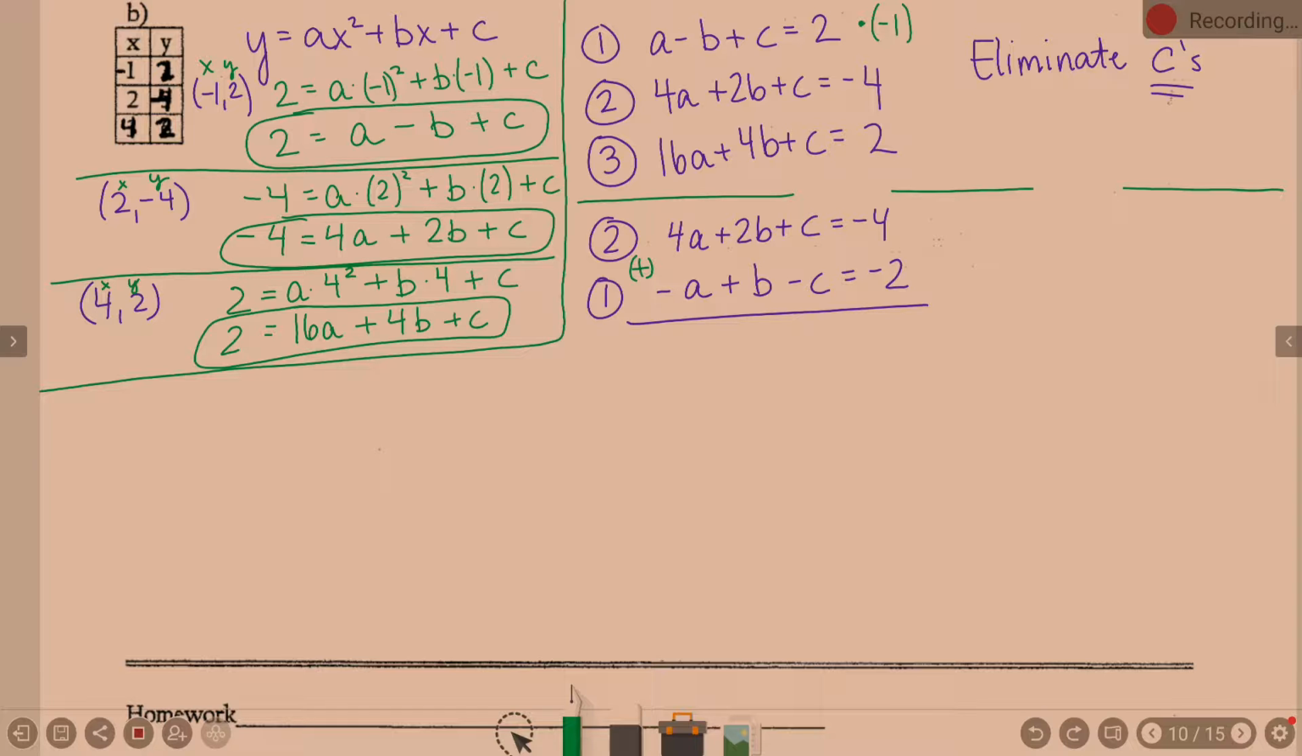4A plus negative A, 3A. 2B plus B, so that's 2B plus 1B, which is 3B. C plus negative C cancels. Carry down your equal sign. Negative 4 plus negative 2, negative 6. What am I going to call this? Equation 4.